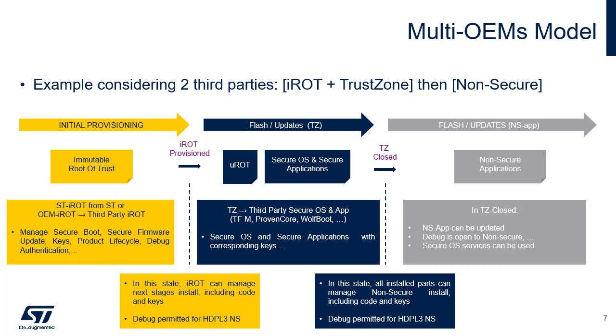In this example, a first OEM provides the IROT, a second OEM provides the secure image, and a third OEM provides the non-secure image. Once IROT is installed, the first OEM transitions the lifecycle to IROT provisioned state. Once the secure image is installed, the second OEM transitions the lifecycle to TZ closed state.